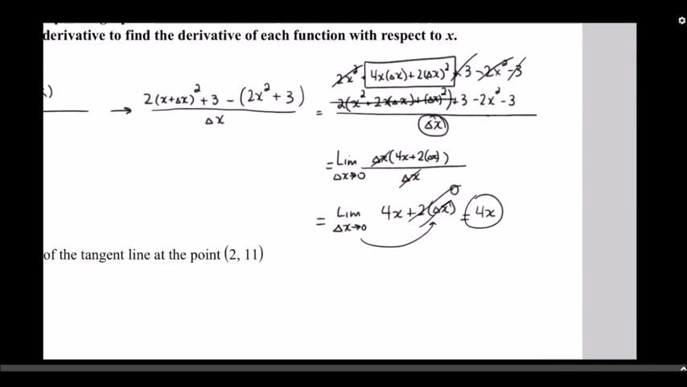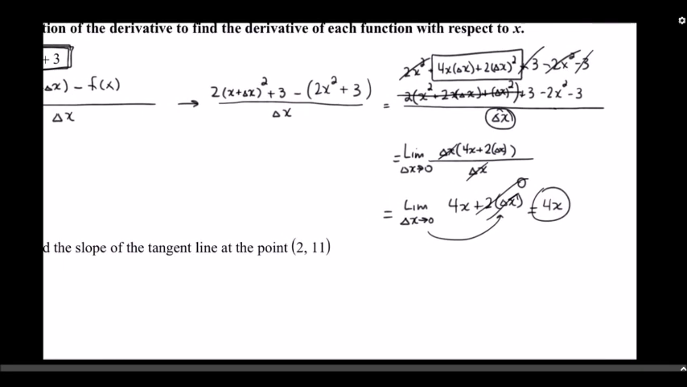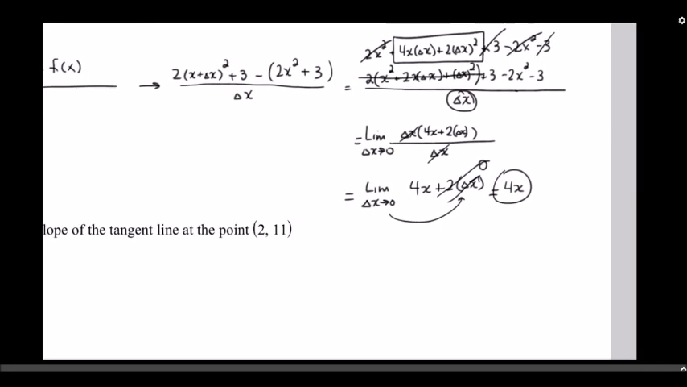So that's where this next part comes in: find the slope of the tangent line at the point (2, 11). So we need to use this x value and plug it into that derivative, 4x, right there. So at x equals 2, the slope is 4 times 2, or 8.